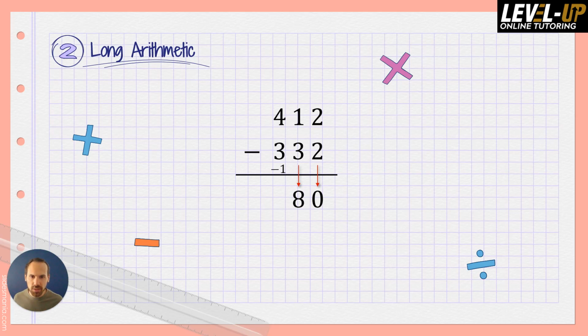And we put a little minus 1 there so that we know we've borrowed 1 from that column. So now we have to do 4 minus 3 minus an extra 1. And that's just going to come out to 0. So you see the answer here is 80. We don't really have to put that 0 there because it's not going to change the number at all.